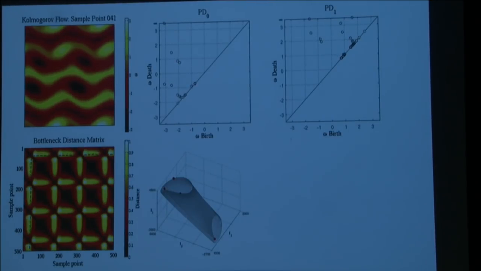So back to our Kolmogorov situation. We've got our persistence diagrams, our points moving around. This is our bottleneck distance matrix. So here you can just see the pairwise bottleneck distance between all of our 500 sample points along the trajectory. And then here's our cylinder being swept out.